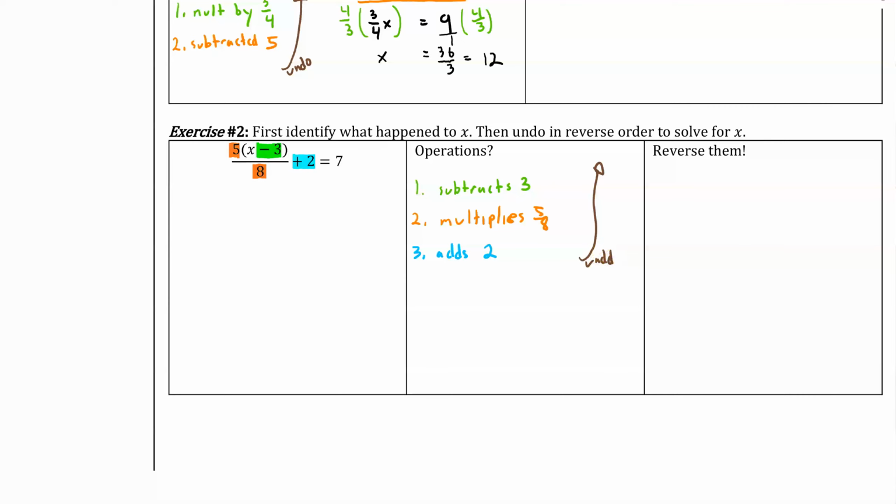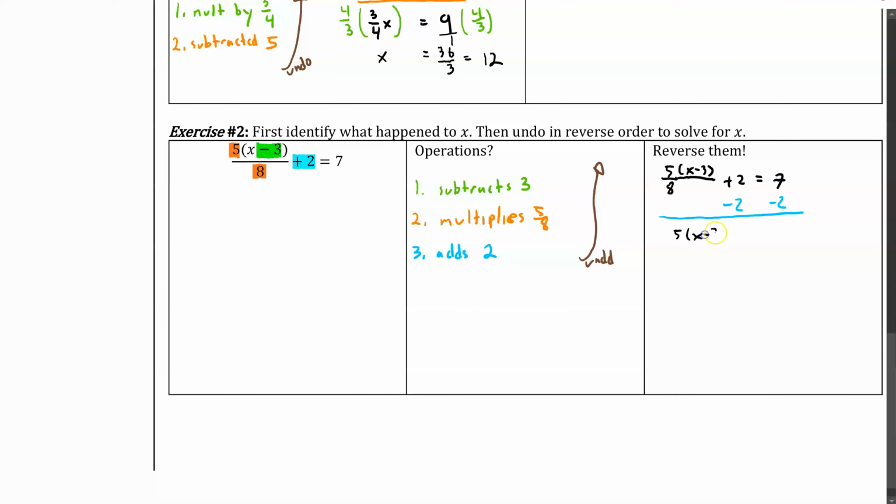So first, we undo the addition by 2. But let me write the original problem down. So first, we undo the addition by 2. So I'll subtract 2 from both sides. On the left-hand side, that gives me 5 times x minus 3 all over 8 equals, on the right hand side, we have 5.